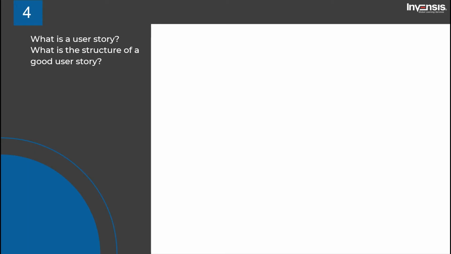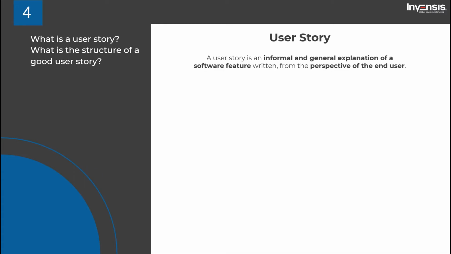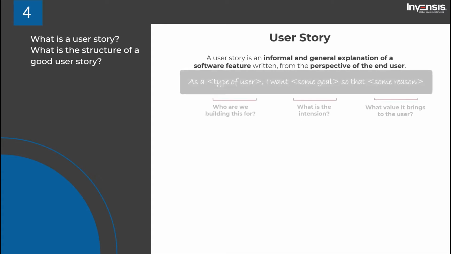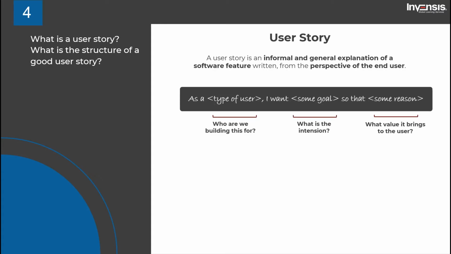As a product owner, it is really important for you to know what exactly is a user story. A user story is a tool that captures an informal and general explanation of a software feature written from the perspective of the end user. It basically is an informal description of user requirements, spoken in plain English. A key component of Agile software development is putting people first, and a user story puts end users at the center of the conversation. A user story basically involves three things: a persona, an action, and a benefit.